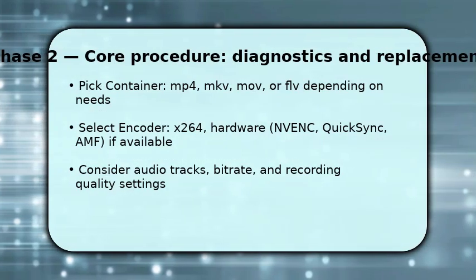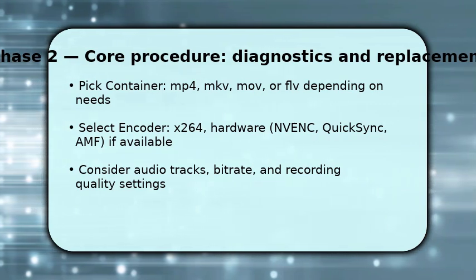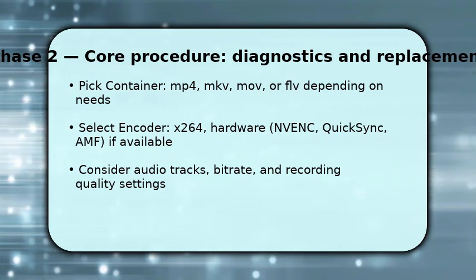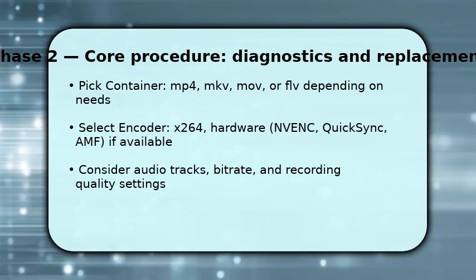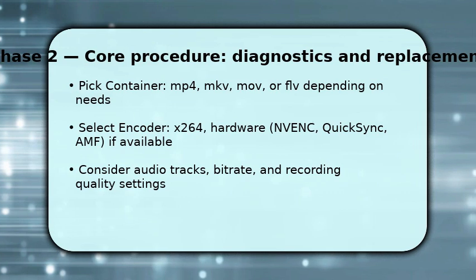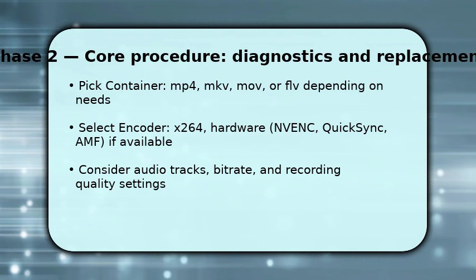Now you pick the container, such as MKV, MP4, MOV, or FLV. MKV protects against corruption, while MP4 is widely compatible. Once done, select an encoder, Software X264 or a hardware option like NVENC, QuickSync, or AMF for lower CPU usage.